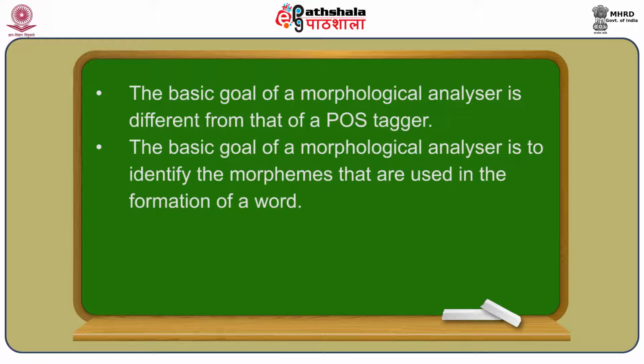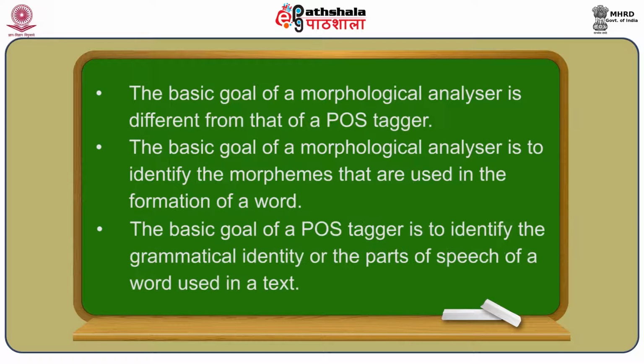So, while we are applying a morphological analyzer, we are trying to identify what kinds of morphemes are combined together to form a word. While the basic goal of a POS tagger is to identify the grammatical identity or the parts of speech of the word used in a piece of text. So these are two different processes, two different goals, two different methods. They should not be combined together.